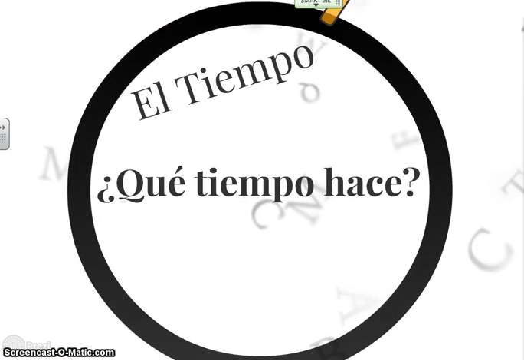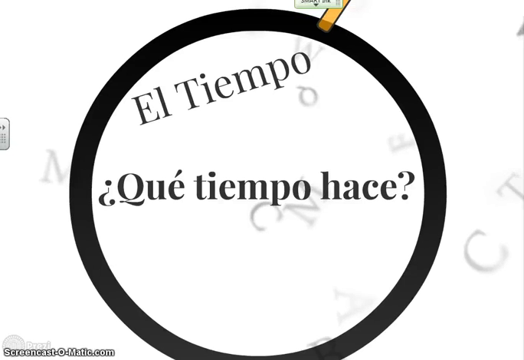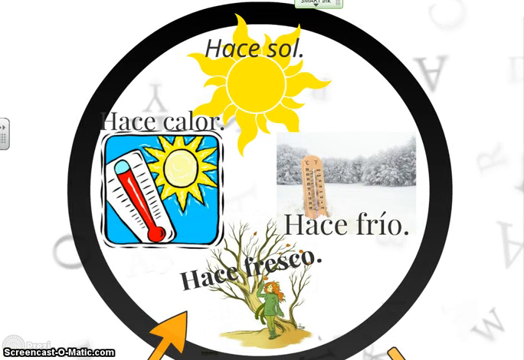First, we're going to start out with weather, or el tiempo. To inquire about how the weather is, you can ask, ¿Qué tiempo hace? Now we're going to learn several ways to answer this question. First, hace calor. Hace calor means it's hot. Hace frío means it's cold. Hace fresco is it's chilly or cool. And hace sol means it's sunny.